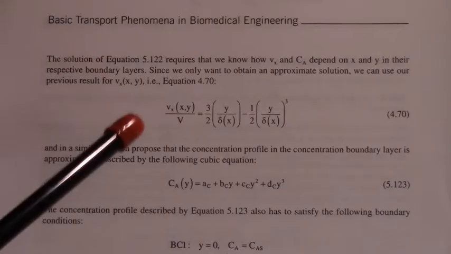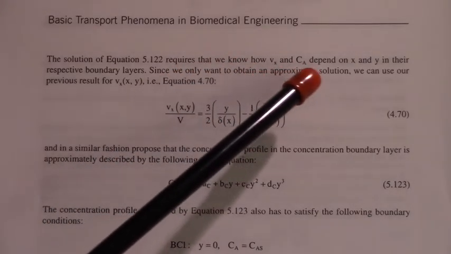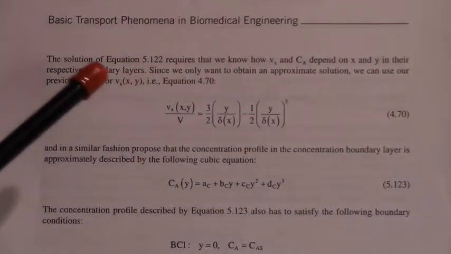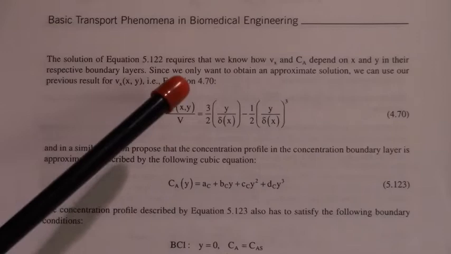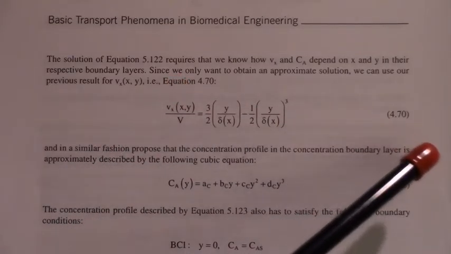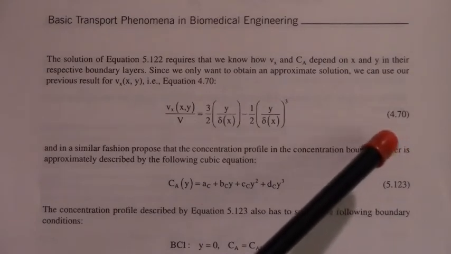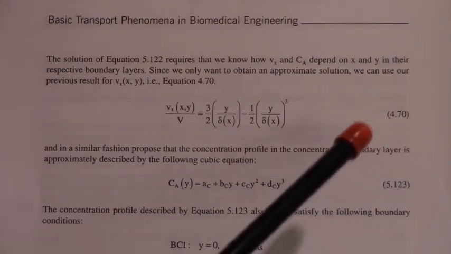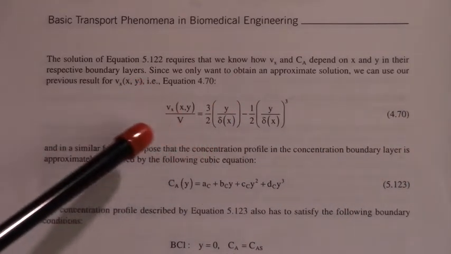Now, in order to solve that particular equation, we need to know how Vx and the solute concentration depend on both x and y in their respective boundary layers. Now remember, back in chapter 4 we developed equation 4.70 using a similar boundary layer approach for the momentum processes occurring in this flow.